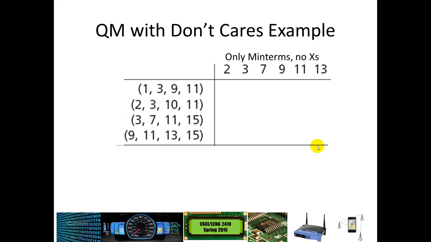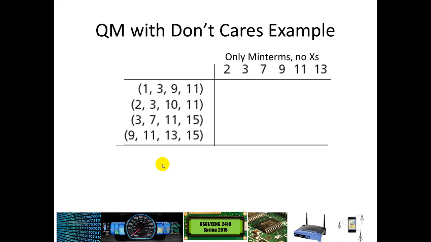So now we're going to develop our prime implicant chart, and notice we're only going to include the min terms that we have. We're not going to include the don't cares. Now you'll notice some of these groupings may have some don't care terms in them. In that case, that just means even though we're combining four terms, we're only going to put X's for the ones that happen to be min terms.